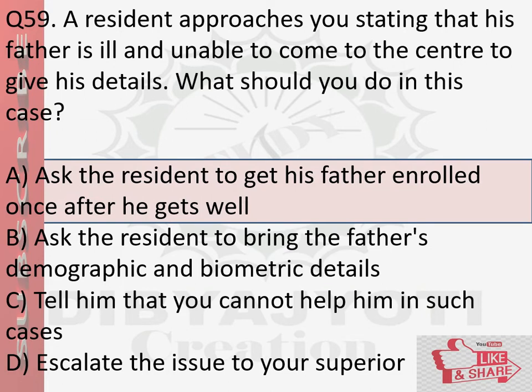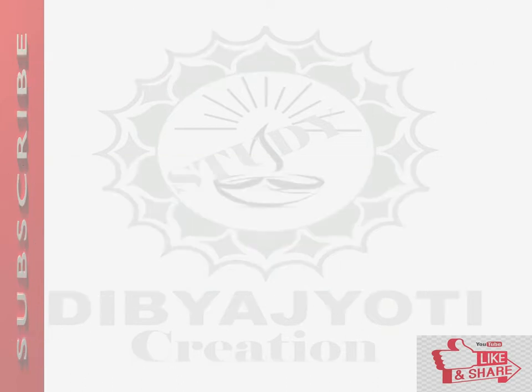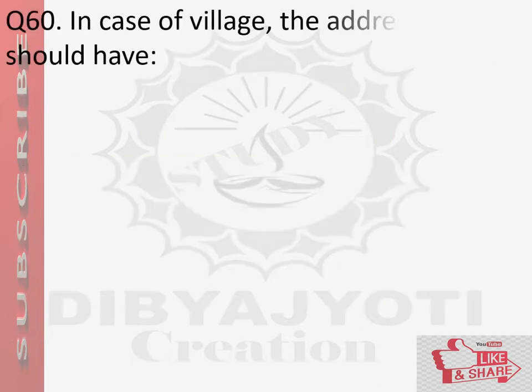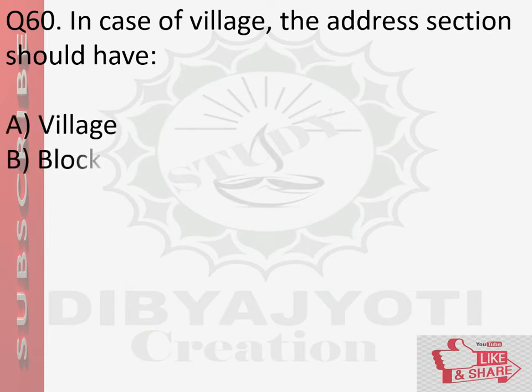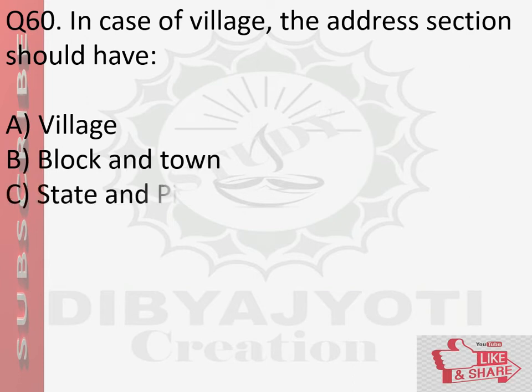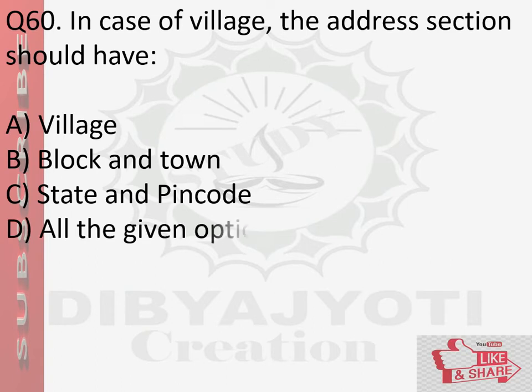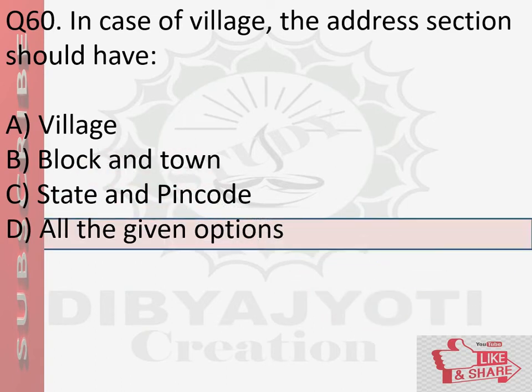after he gets well. The next: in case of village, the address section should have option A village, option B block and town, option C state and pin code, option D all the given options, and the answer is option D, all the given options.